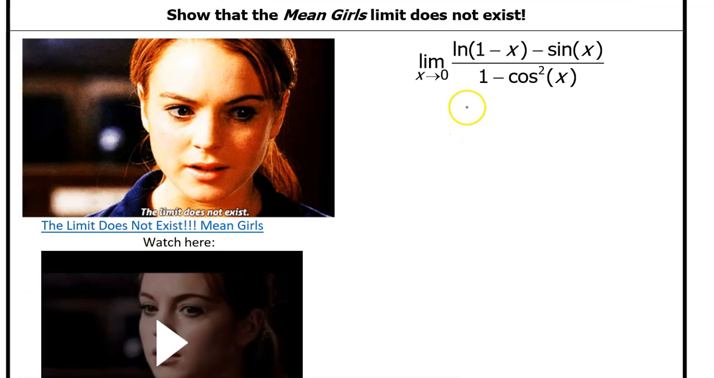Here is the limit from a climactic moment in the Mean Girls movie, which Lindsay Lohan's character had to solve to win a competition. Pause the video and try to find this limit by yourself. Just for fun, I'll put a link to this clip in the description.